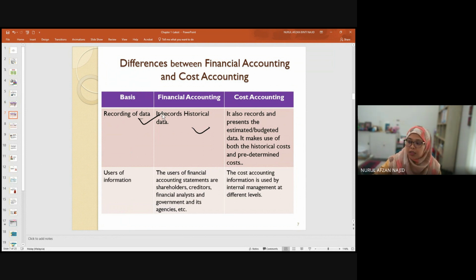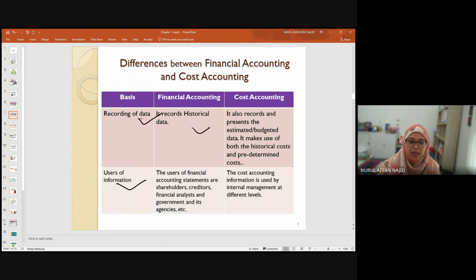Okay. Users of information, in terms of users, financial accounting is dia come up with the statement of financial position and also statement of profit and loss to the 2 types of users, iaitu internal, external users. Internal users, siapa? External users siapa? Okay, you ingat lagi ke? Siapa internal users, siapa external users? Okay. So untuk financial accounting, you kena ingat there are 2 users yang akan menggunakan financial accounting punya information. But for cost accounting, only internal users.